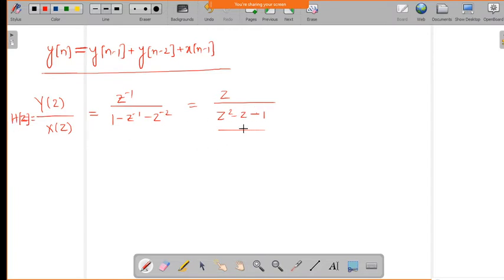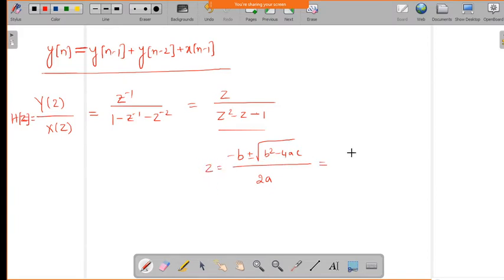So now take the roots of this one. So how you will take? Minus b plus or minus root of b square minus 4ac divided by 2a. So substitute the values of b, a and c, so we will get the roots.